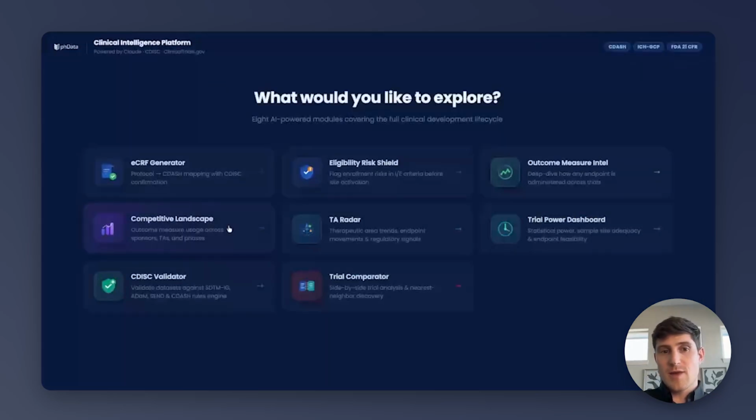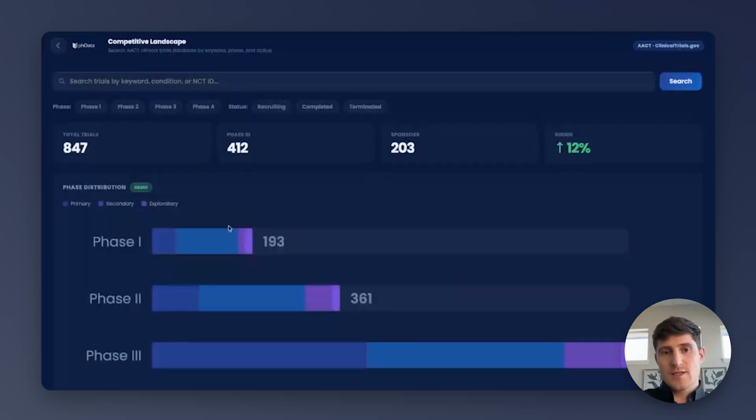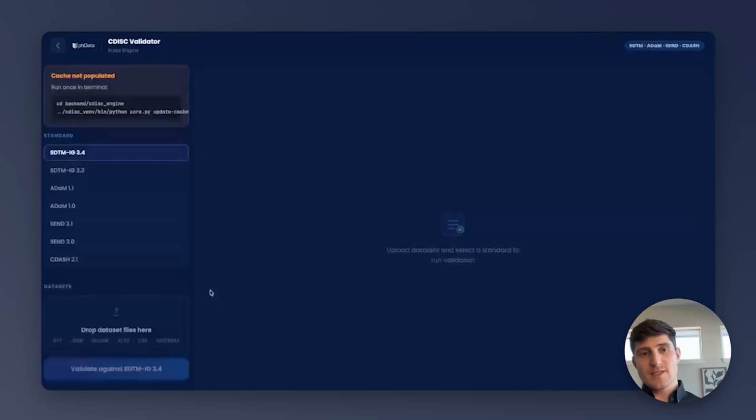We also have a competitive landscape tool we're working on that lets you see where your competitors are in their pipelines. We have a CDISC validator, so your statisticians can quickly see if their work is actually in the right format, not only catching it at QC, but catching it along the way.